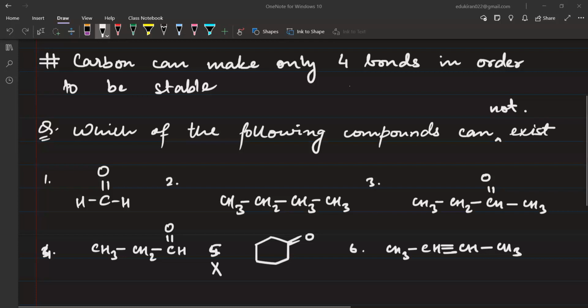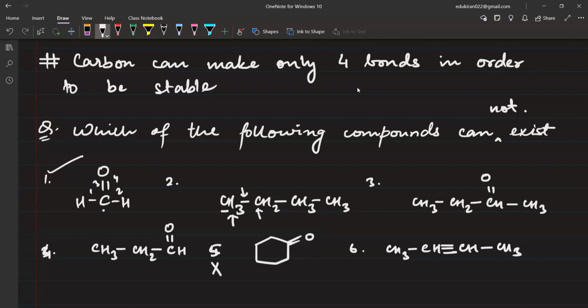Okay, fine. See, in the first question, we have only one carbon atom, and it has 1 bond, 2 bond, 3, and 4 bonds. That means it is fine. This can exist. Second, this carbon atom has 3 hydrogens, so single bond with hydrogens and 1 bond, that means 4.